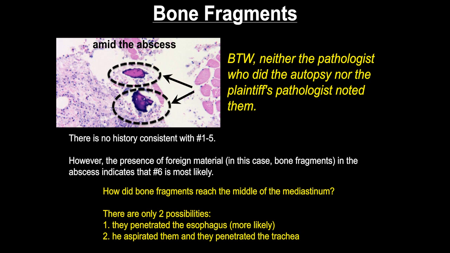How did they get there? How did they reach the middle of the mediastinum, outside of anything that has an opening to the outside? How did outside material get in? Well, there are only two ways. Either the bone fragments penetrated the esophagus because they were swallowed whole and made a perforation through the esophageal wall. That I consider to be the most likely. Or they were aspirated in the course of eating them and they penetrated the trachea. That's less likely, I think, because the trachea doesn't have the kind of contractile activity that the esophagus does.